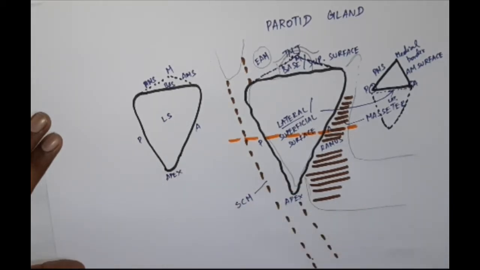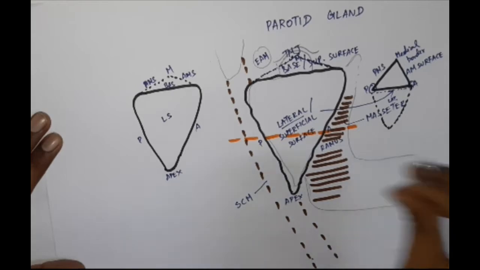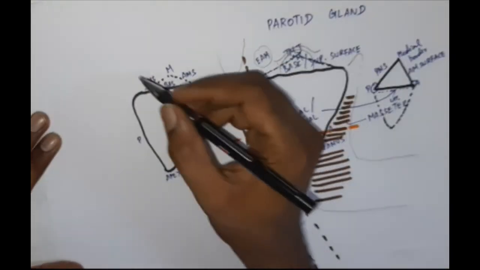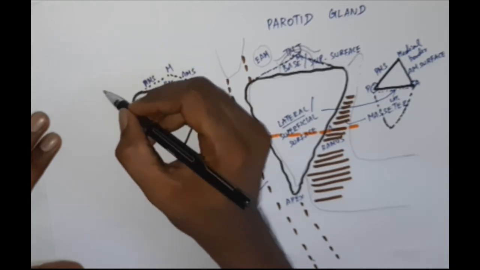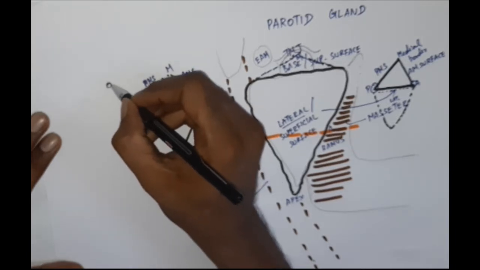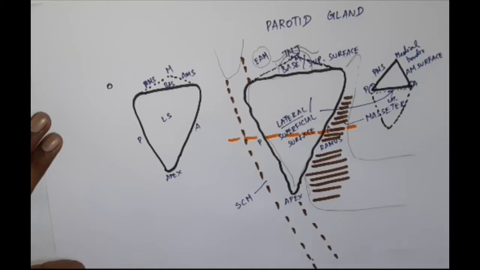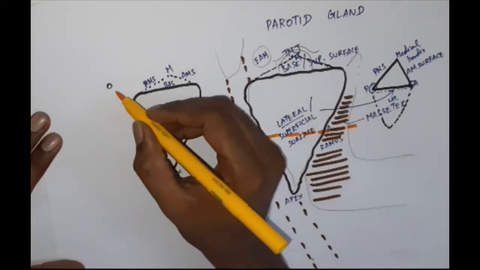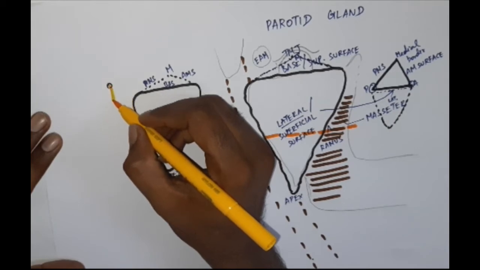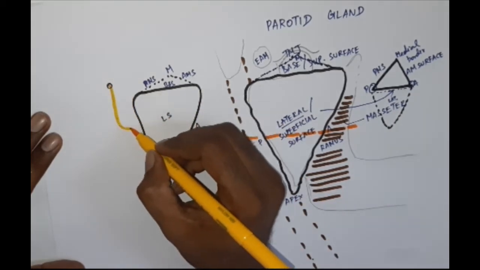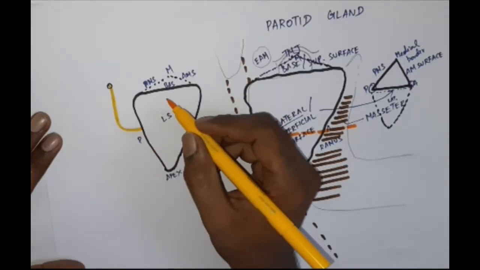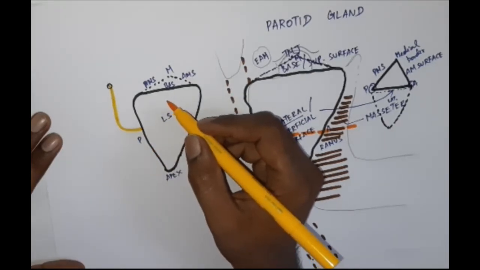The facial nerve actually comes out through the stylomastoid foramen. The stylomastoid foramen is present between the mastoid and the styloid process. The nerve comes out of the stylomastoid foramen. It comes around just behind the auricle. It comes up and it gets into the posterior medial surface.